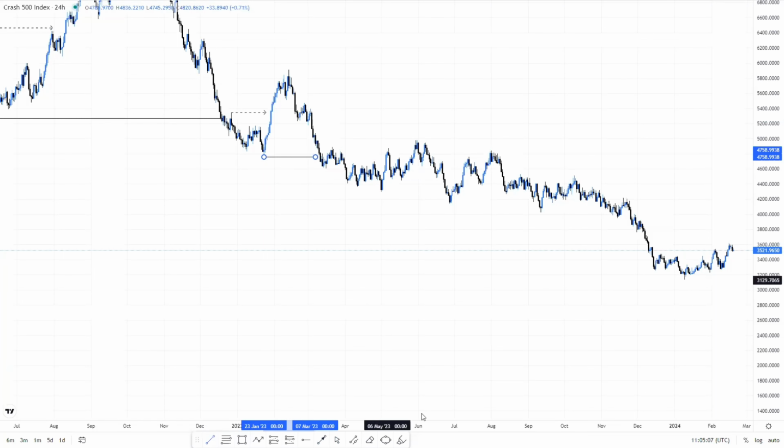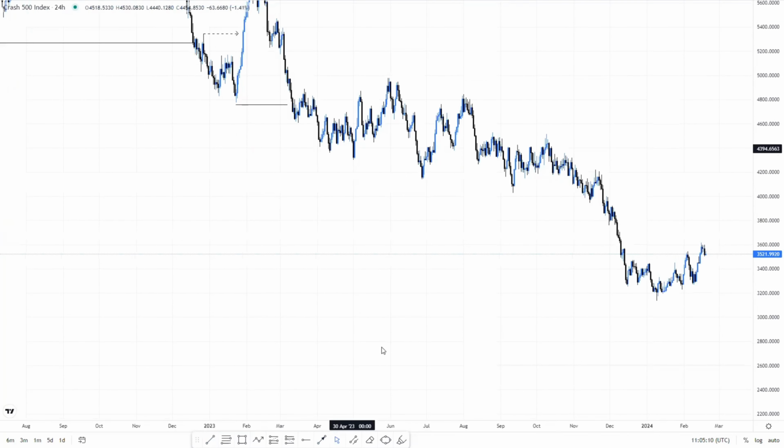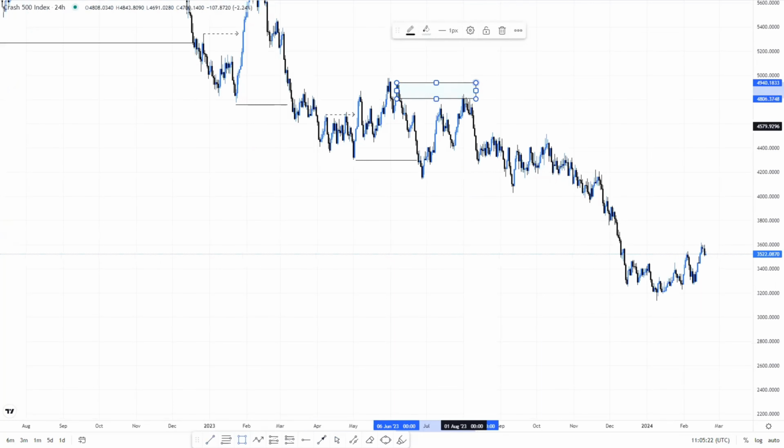They broke. Where else did they induce and break? Right here, they induced, they broke here. They even gave you an opportunity again there when they did a pullback to the extreme supply. That was a major opportunity there to sell.